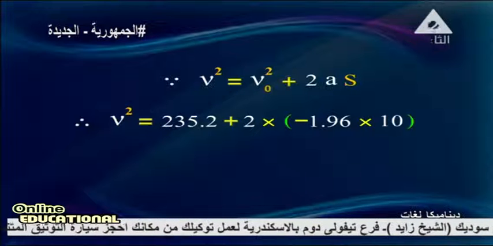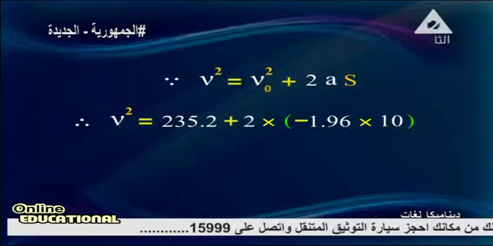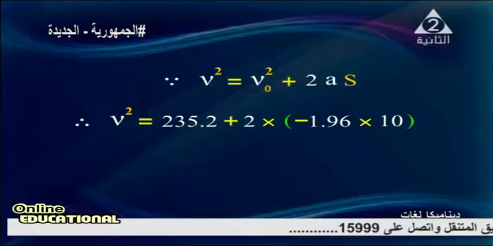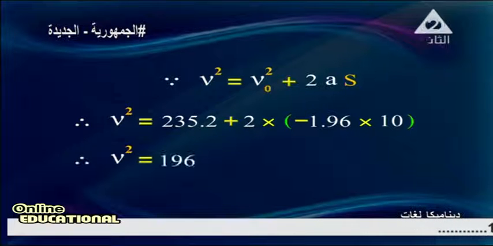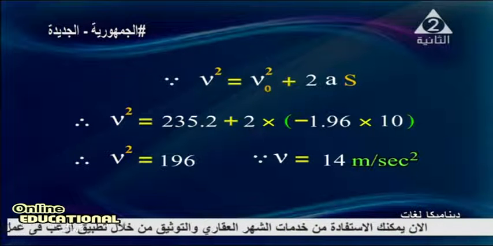and we can calculate the velocity by using the relation v power 2 equals v naught power 2 plus 2as. Then v squared equals 235.2 plus 2 multiply negative 1.96 times 10. Then v squared equals 196 and the velocity equals 14 meter per second.